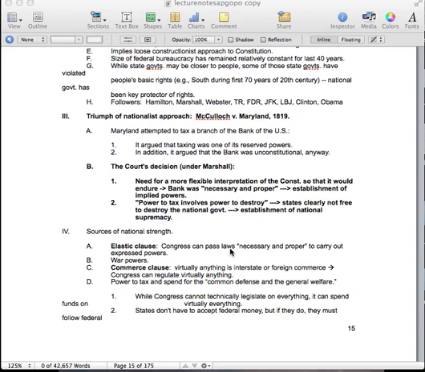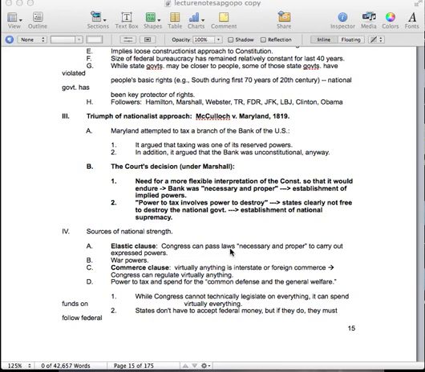Again, number one, it says need for a more flexible interpretation of the Constitution so it would endure. The bank was necessary and proper, establishment of the quote-unquote implied powers. Implied powers are powers of the federal government that go beyond those enumerated in the Constitution. And so Congress has the power to make all laws necessary and proper for carrying into execution the powers enumerated in Article 1. So just because it doesn't say it in Article 1, they still have the necessary and proper powers to carry those out, just because that's sometimes the best for the nation.